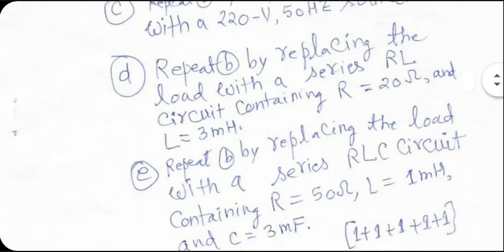Part E says repeat B, but now replace the load by a series RLC circuit, and it's a DC input. So the capacitor will be open: 1 upon 2 pi FC, when F is 0, is infinitely large. So nothing will flow. In that case, there will be no power consumption. This is the conceptual question. Part E will have a zero answer. No calculations required.